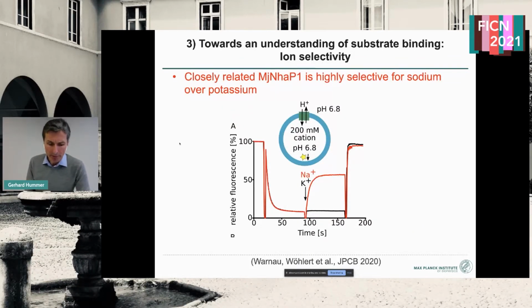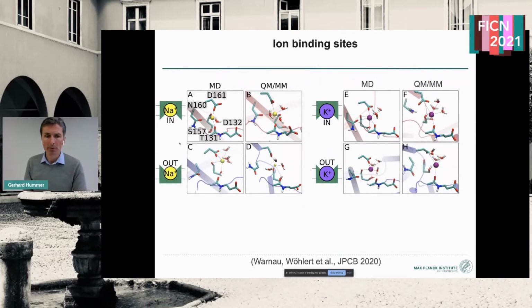Now, one of the interesting questions, also of course for the ion channel community, is selectivity. And here we have a family of transporters with a high selectivity for sodium. Now we look at the closely related Methanococcus transporter MJNHAP1, where selectivity has been demonstrated experimentally, and it does not transport potassium, it is transporting only sodium. So we looked at this again with molecular dynamics simulations.